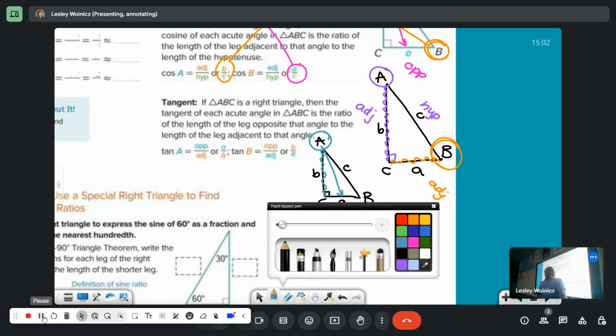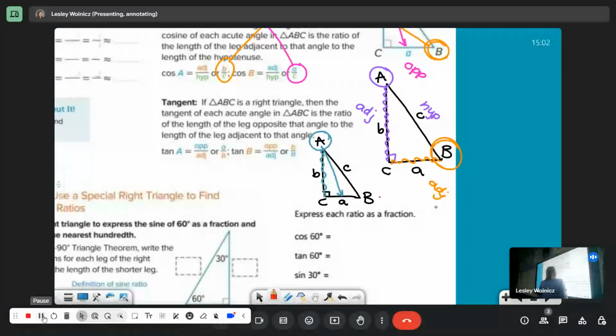If I look at angle B, the opposite is little b, and the adjacent is little a. Okay, what do you notice in the relationship between these two? What are they compared to each other? Are they opposites? You're close. They're reciprocal.